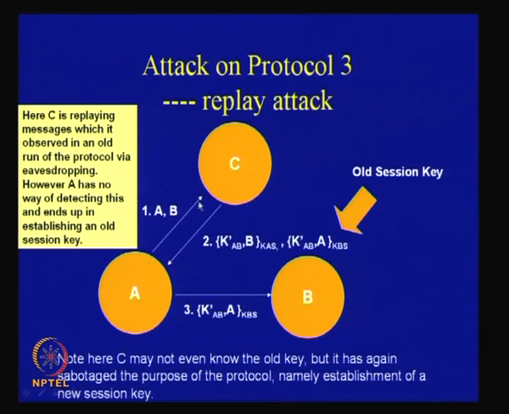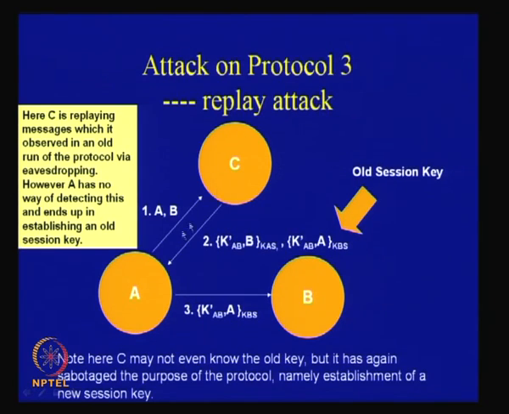So, A sends this message A comma B to C. A thinks that it is communicating with S, the trusted server, but instead C receives the message, and instead of allowing that message to go to S and come back, it replays an old observed message. The old observed message is K dash AB, which is an old session key, encrypted by KAS along with the identifier B, and K dash AB along with the identifier A, which has been encrypted by KBS. Now you note that this is old traffic which has been generated.